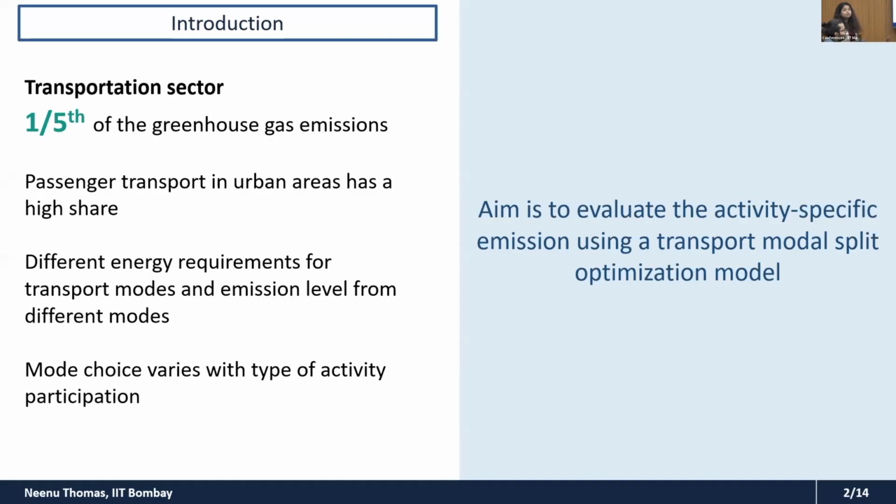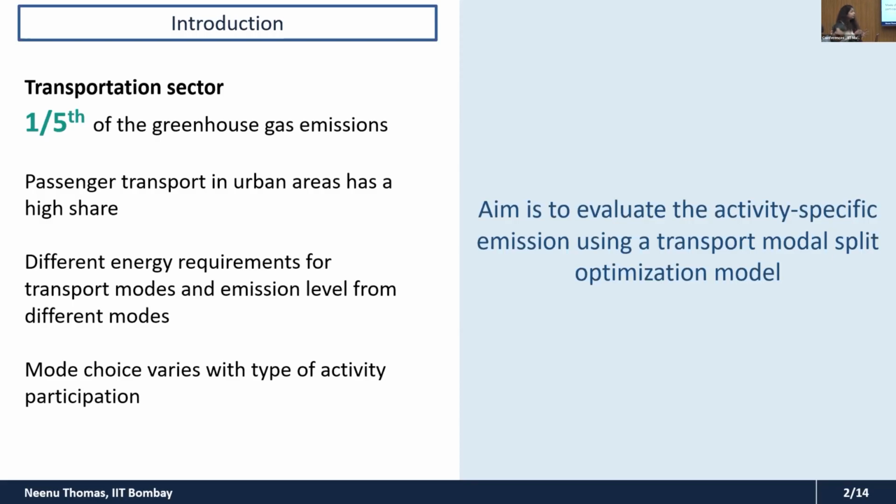So the transportation sector is a very crucial sector for the sustainability of a city, considering one-fifth of the greenhouse emission share is for the transportation sector. And among that, passenger transport in urban areas has a higher share, and the share of different transport modes, such as walking, train or car, will be different. And it will also be different based on the activity participation.